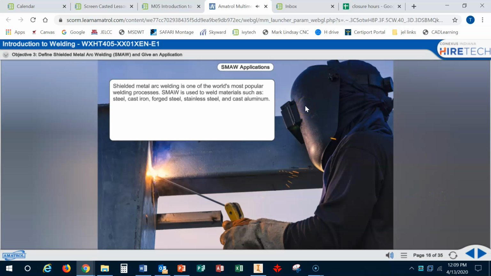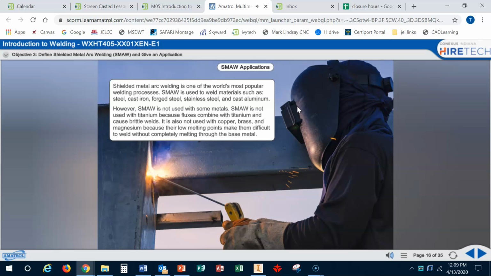Shielded metal arc welding is one of the world's most popular welding processes. SMAW is used to weld materials such as steel, cast iron, forged steel, stainless steel, and cast aluminum. However, SMAW is not used with some metals. SMAW is not used with titanium because fluxes combine with titanium and cause brittle welds. It is also not used with copper, brass, and magnesium because their low melting points make them difficult to weld without completely melting through the base metal.